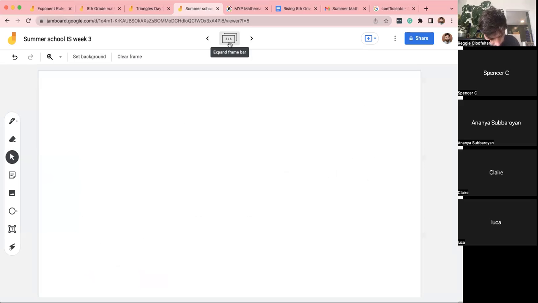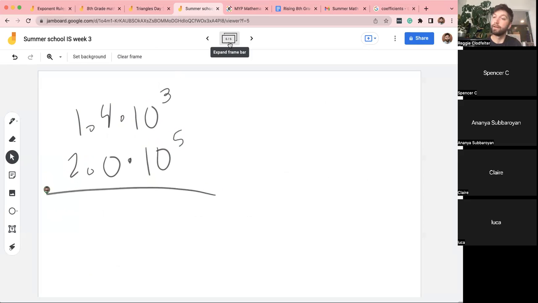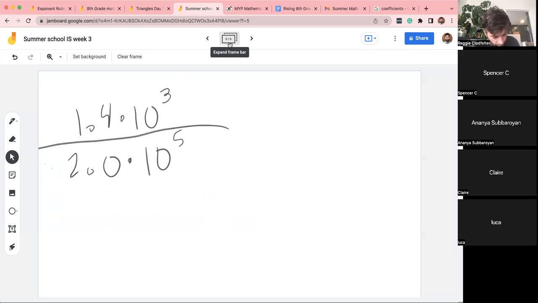We'll do 1.4 times 10 to the 3rd divided by 2.0 times 10 to the 5th. Okay, so first, it doesn't matter that my exponents aren't matching. I can just dive right in. I'm dividing this time. So I will put the line in between to show it's dividing. 1.4 times 10 to the 3rd divided by 2.0 times 10 to the 5th.